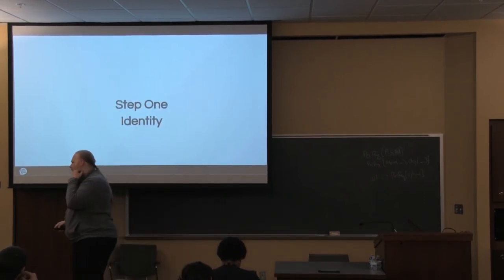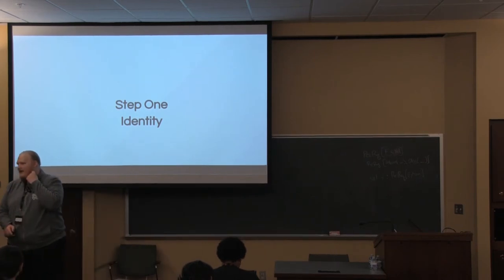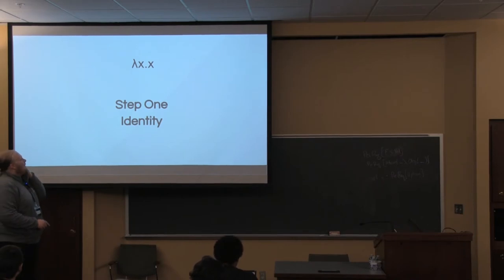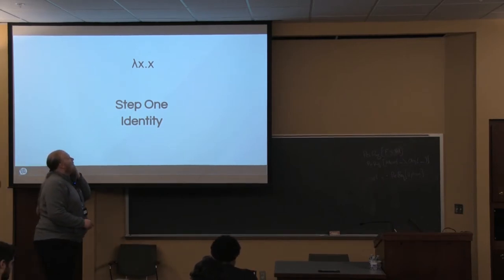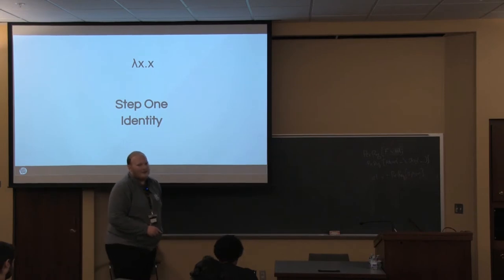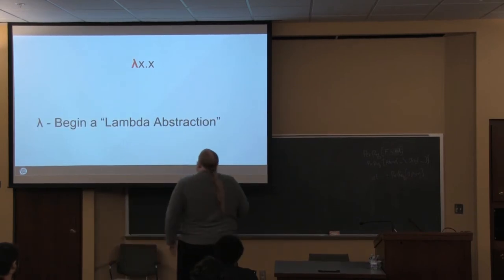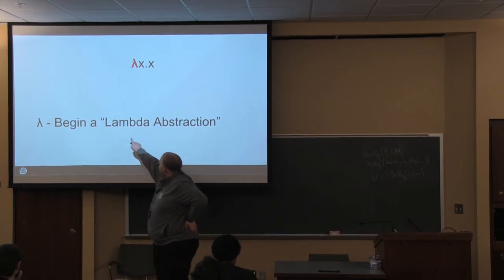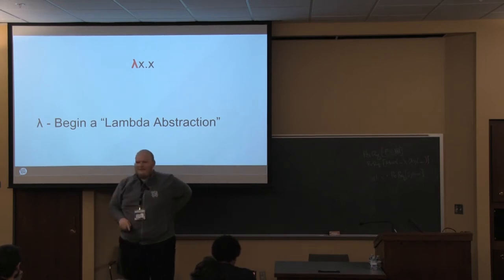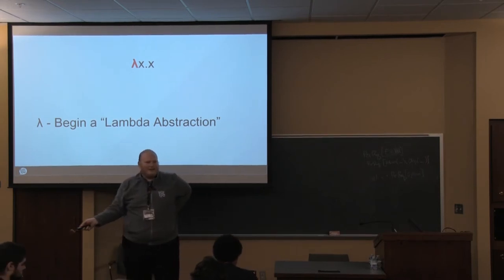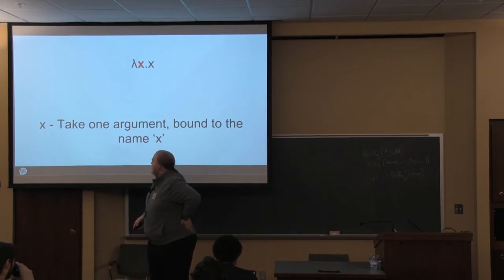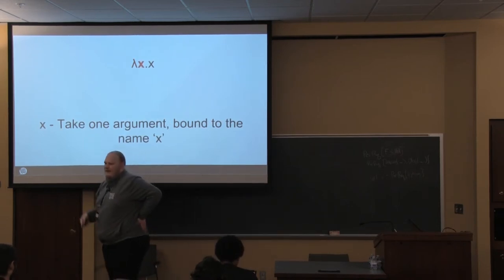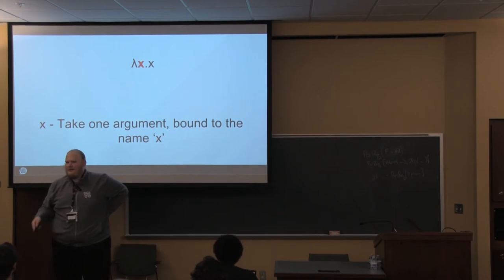So let's start with the simplest thing in Lambda calculus, which is the identity function. That's how you write it. Four characters. Can't be too intimidating. Let's walk through what each part of this means. So we have Lambda. Lambda calculus, LambdaConf, this is kind of a big deal. This just means begin what's called a Lambda abstraction. In most cases, this just gets called a function. The second part says I'm taking one argument and binding the value of that argument to the name x.